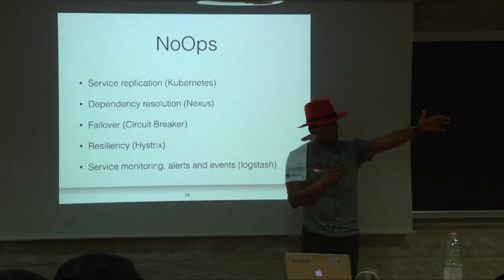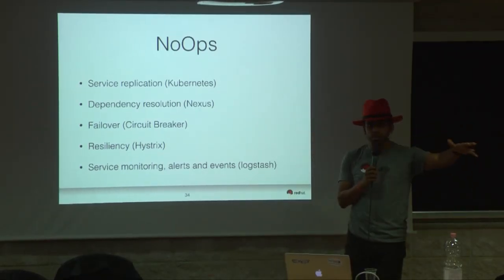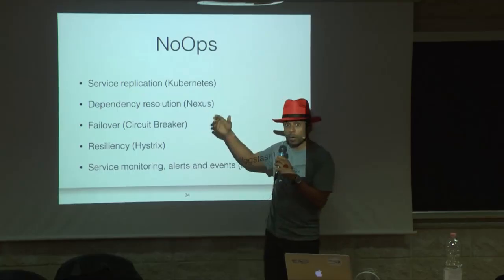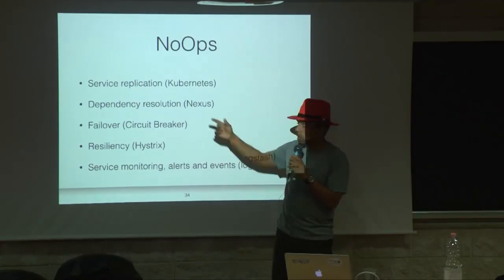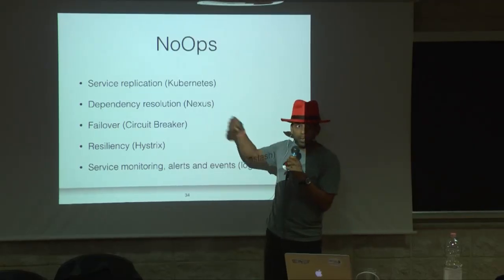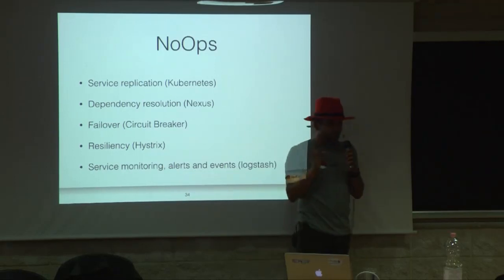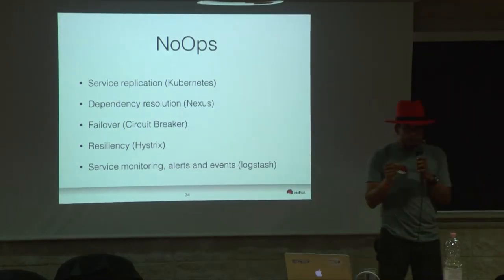How about dependency resolution? How am I going to resolve where my service is living, or service discovery? How am I going to do that? So Nexus is one way by which you can do dependency resolution, but this should be more like service discovery. We talked about how failover has to be a key feature of your microservice architecture.